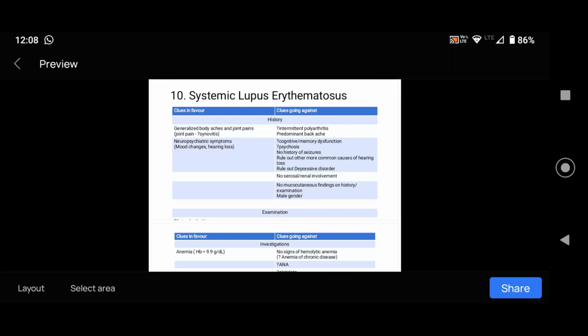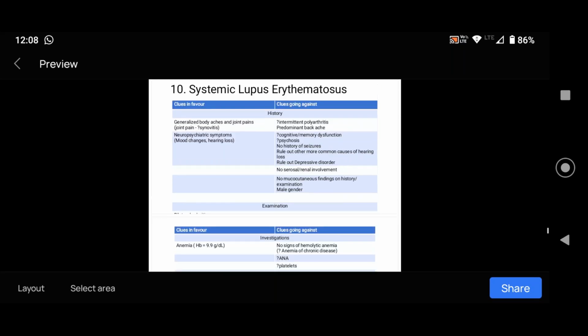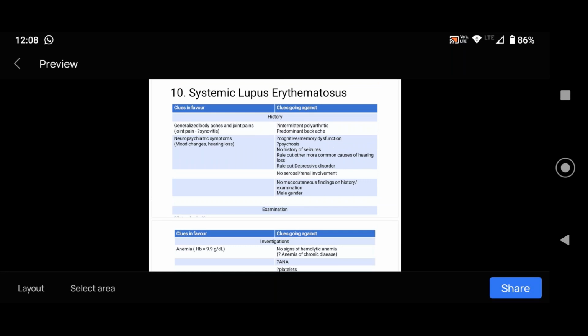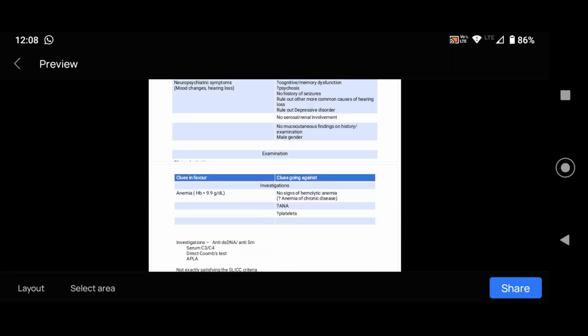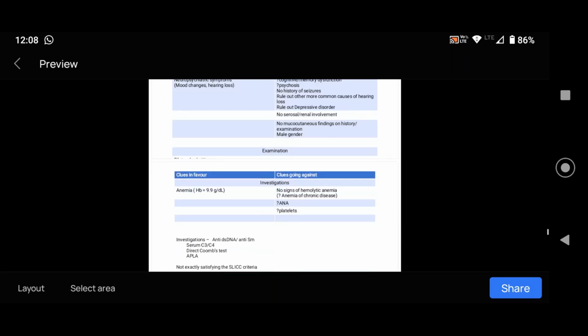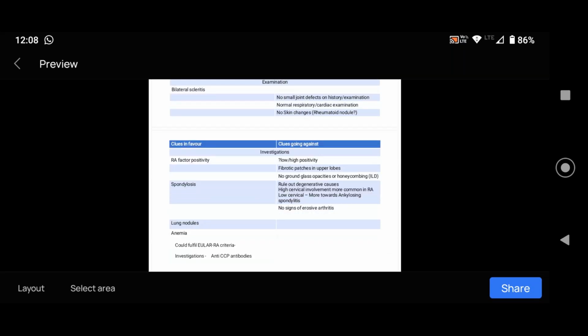From here, Bhavika will take on to discuss the further differential diagnosis. Bhavika. Ma'am, you already ruled out SLE and rheumatoid arthritis. I have already ruled out SLE and RA, right? So I have made your work so much simpler.